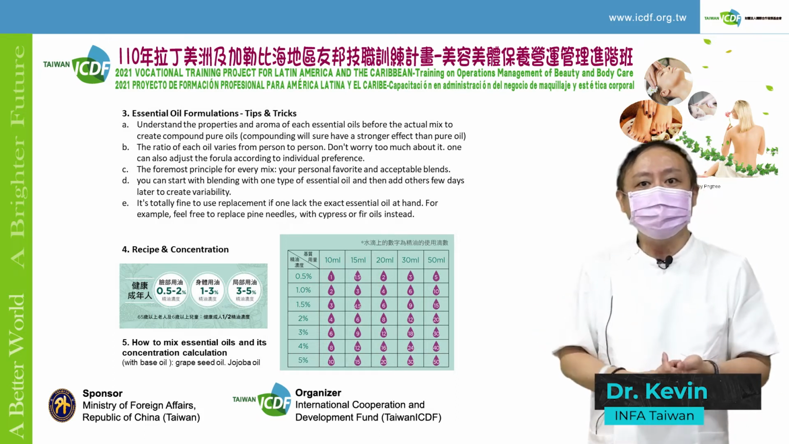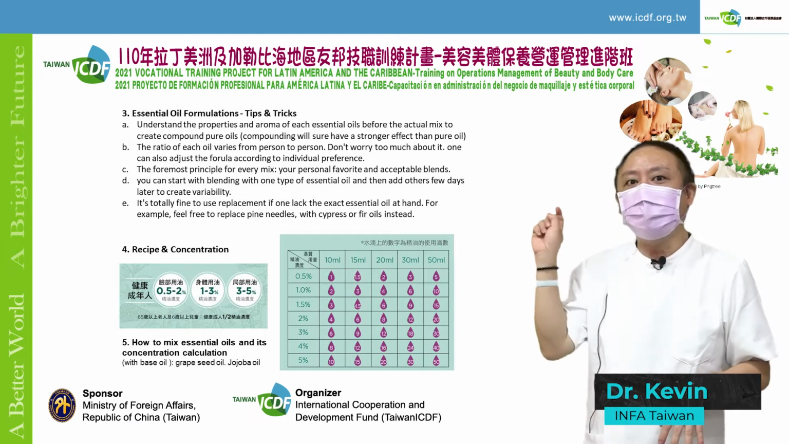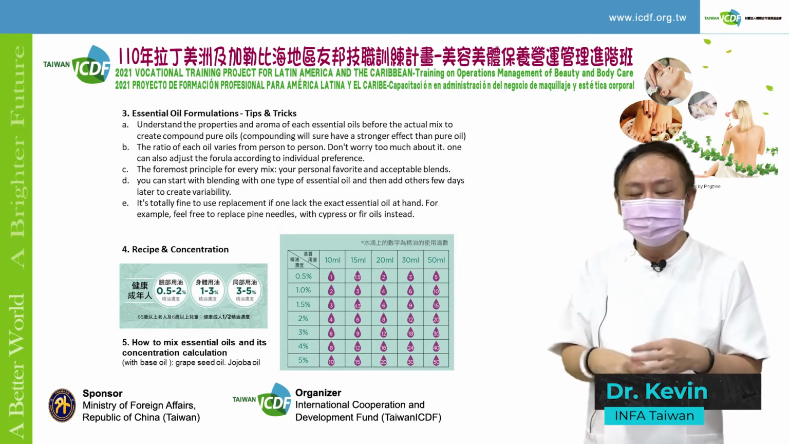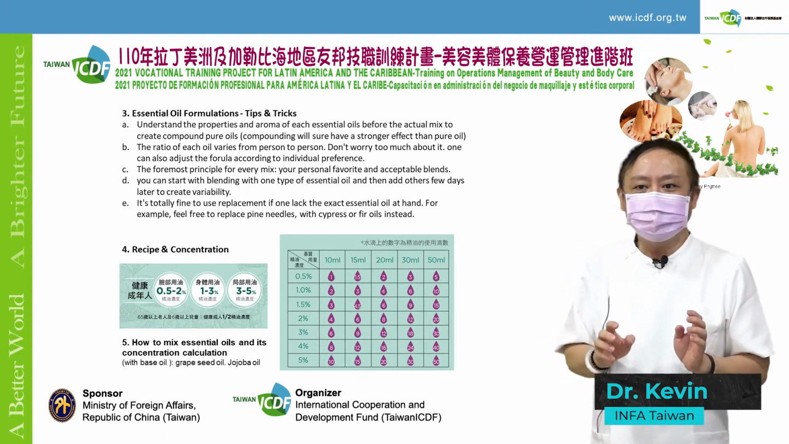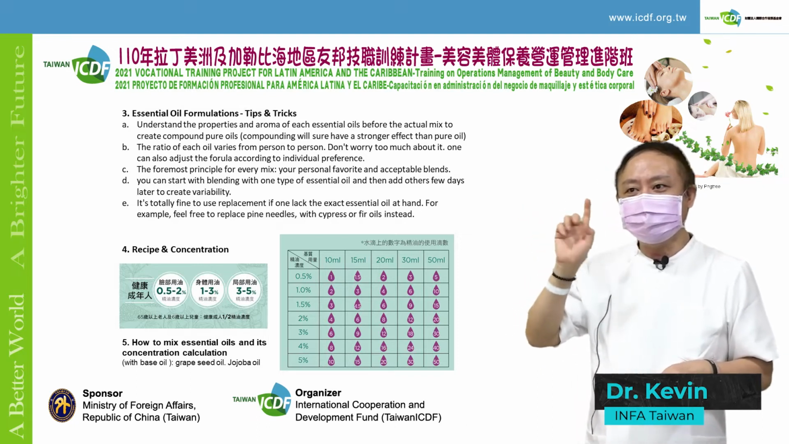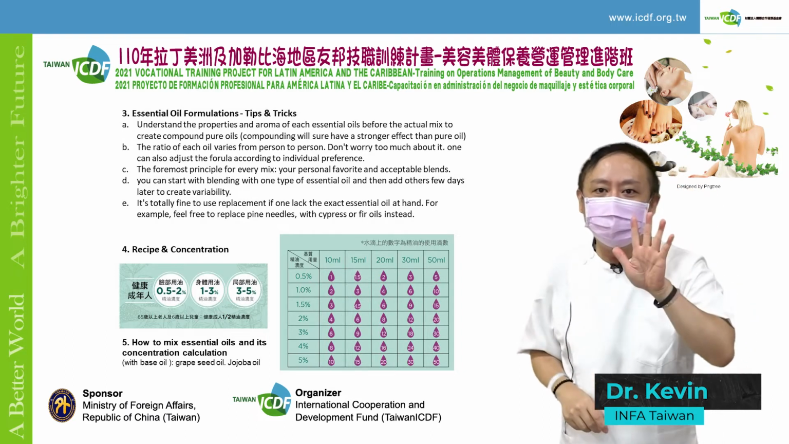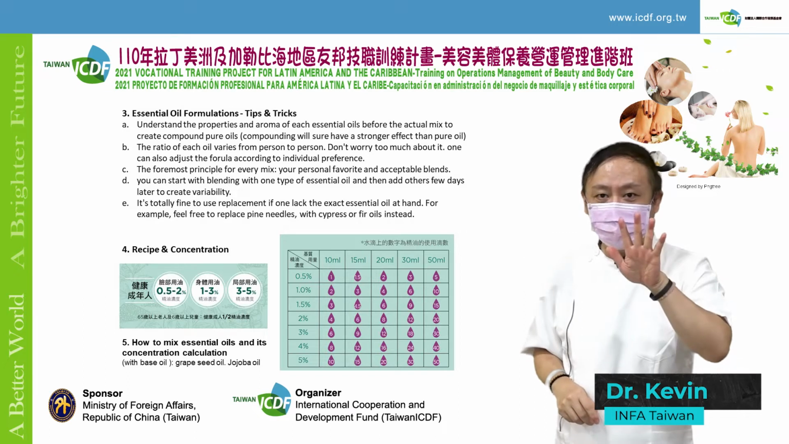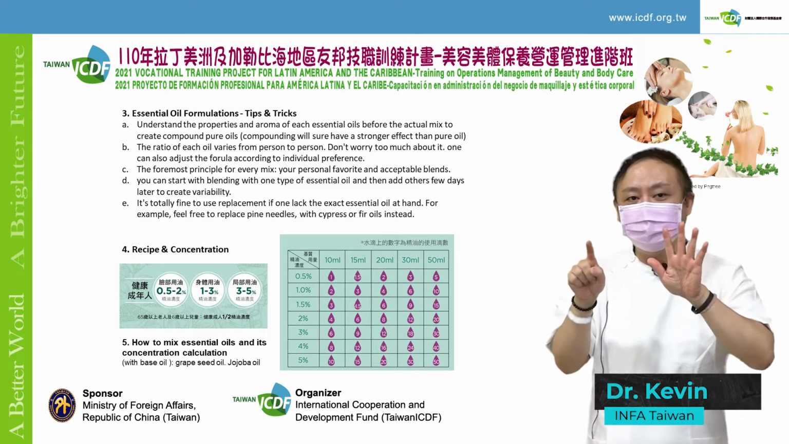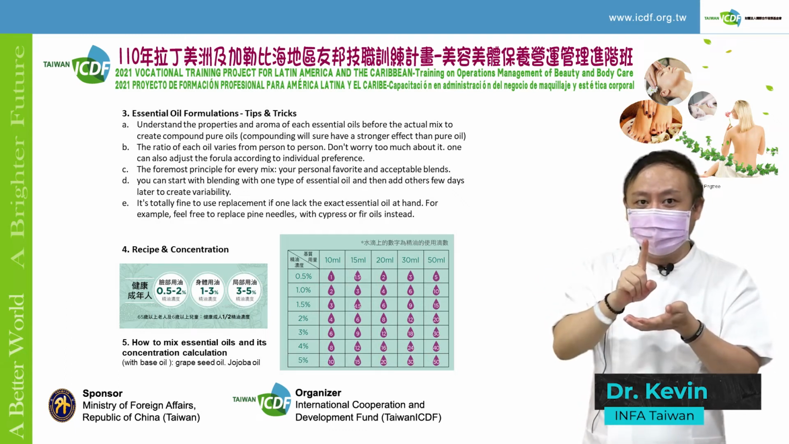Next, how do you calculate the concentration of the essential oil? You can see the chart, the table on the right. I'll teach you how to calculate the percentage. For instance, for 5 milliliters of the base, for instance a toner or a lotion, when you add 1 drop of essential oil, that is 1%. If you're going to do 2%, then you drop 2 drops of essential oil in there. 3 drops will be 3%. And we said no more than 5%. So for 5 milliliters, no more than 5 drops of essential oil.